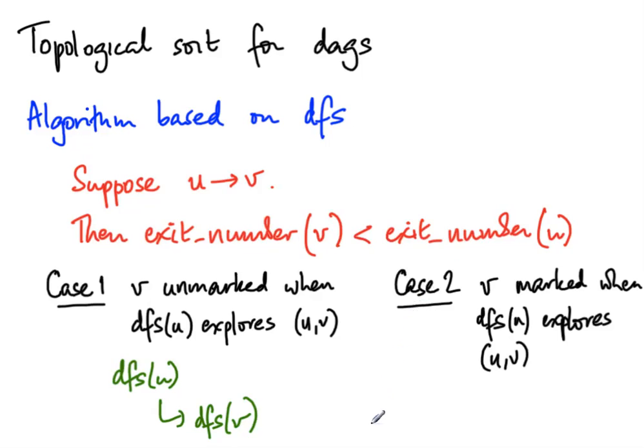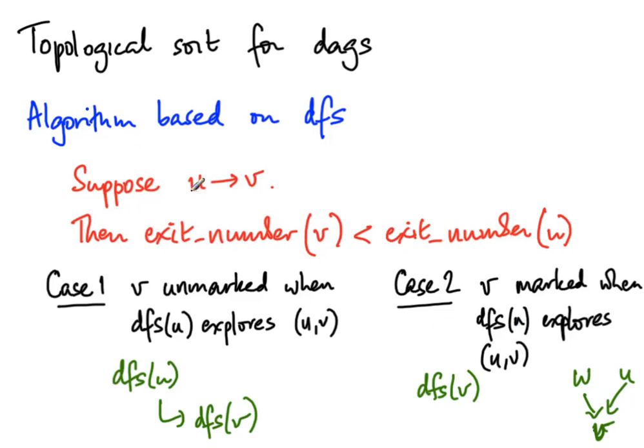The other possibility is that V was already marked when DFS of U found the edge UV. Well, in this case, we must have already finished DFS of V because it's marked. And why is it finished? Because there was some other edge of the form W to V. So we have already gone through some edge W to V, and then through DFS we come to U, and now when U encounters V, it's already marked. So DFS of V was already finished, and its exit number has already been computed. So DFS of U will have a strictly larger exit number.